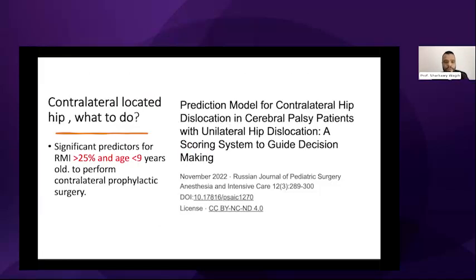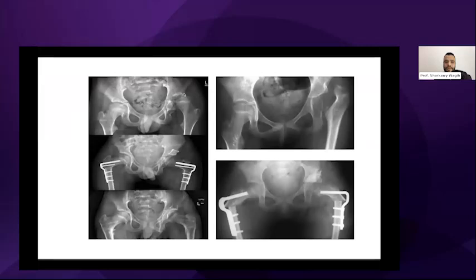What to do for the contralateral located hip if we have one side dislocated and the other side located? Actually, the other side is not normal. If you do CT for the other side, we find increased femoral anteversion and coxa valga. And if you correct the dislocated side, the other side will dislocate soon or after 2 years. So we have to correct it even by varus derotation osteotomy.